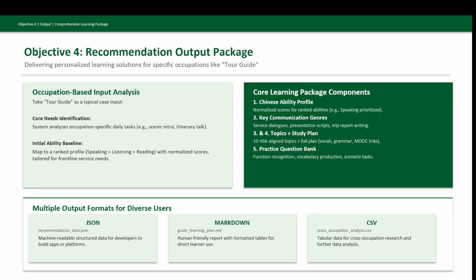Objective 4 builds the recommendation prototype, taking tour guide as an example. The system produces a ranked Chinese ability profile, key communication genres like surveys, dialogues, and presentations, and 10 HSK-aligned learning topics with a full study plan, including vocabulary with pinyin and grammar points.